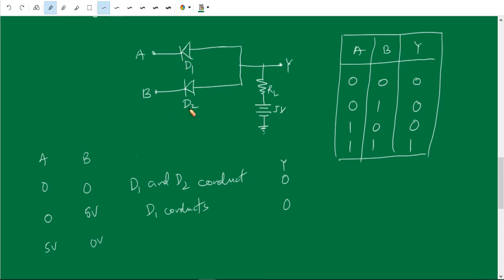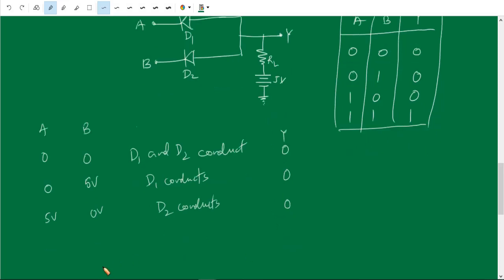But here the second diode is forward biased because to B it is 0 voltage. So the current flows through this diode D2 through the load resistor. Okay, so the 5 voltage is dropped across the load resistance, so the output will be 0. So here D2 conducts, but not D1. Therefore the voltage at Y is equal to 0 voltage.